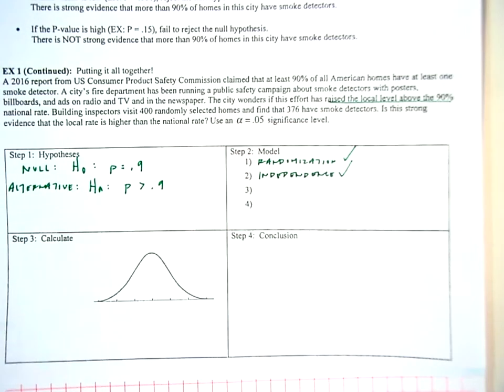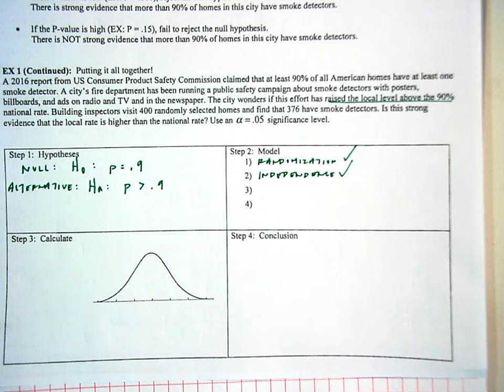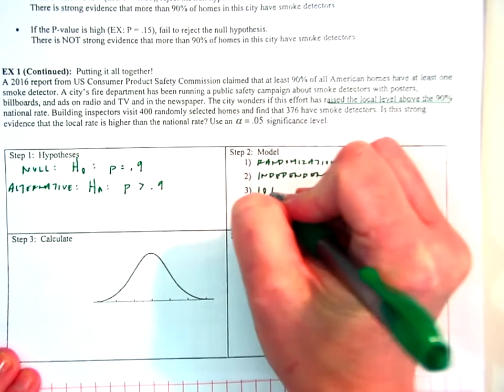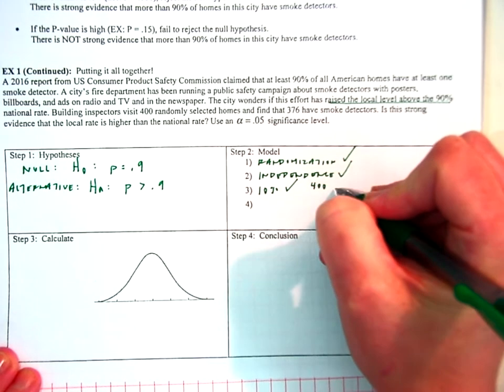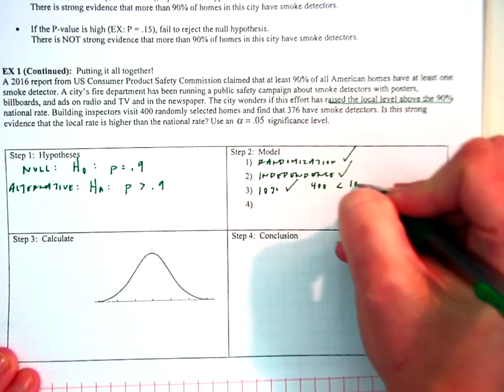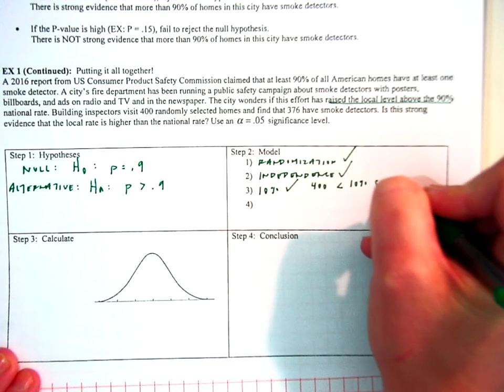Check, right? We are assuming that if we're using a random method, one outcome is not going to impact another. Okay, for 3, our 10% condition, I'm going to say check, right? I would assume that 400 individuals are less than 10% of this city's population.